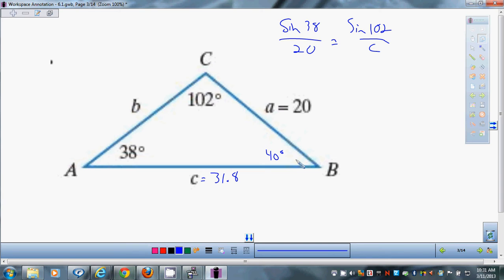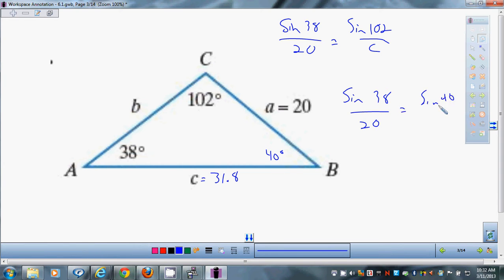Now, why can't we use Pythagorean theorem? Not a right triangle. Very good. Sine. Now, at this point, you can use either pair. You could use sine of 102 over 31.8 to start your proportion. However, this is the number that's been rounded in the problem. I always like to start with the original that provided us. That way we're not using a rounded answer, because when you use a rounded answer, your margin of error becomes a little bigger. So, sine of 38 over 20 equals sine of 40 over b.